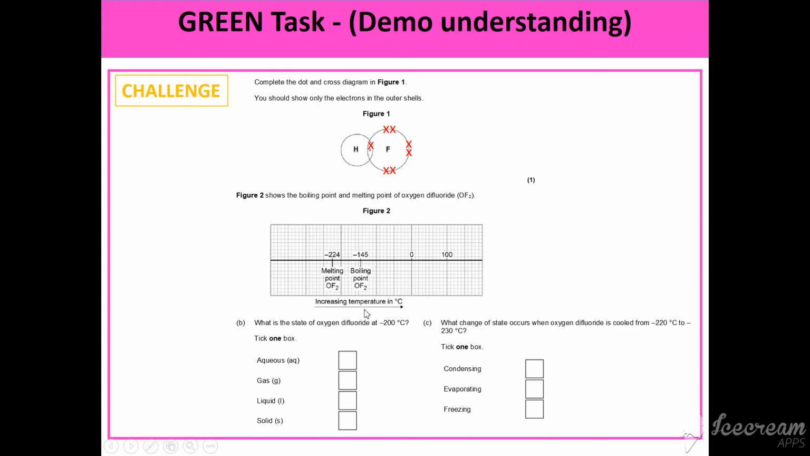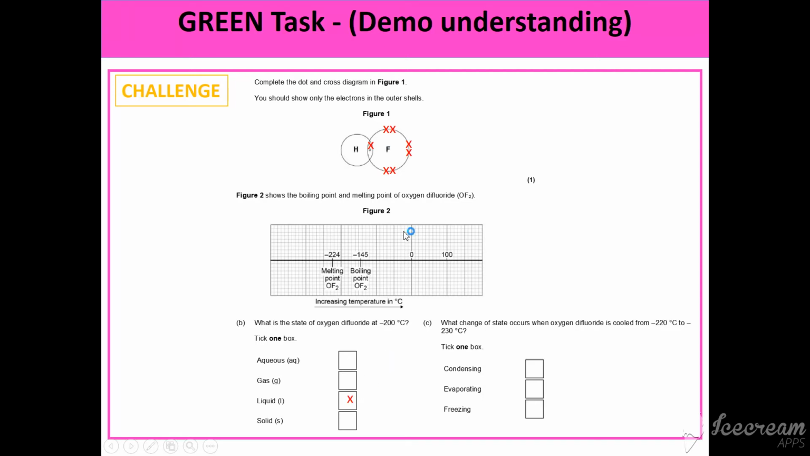We now need to look at this melting and boiling point graph. What is the state of oxygen difluoride at -200? So you go to -200, which is between -145 and -224. So it's in between here, which means above this boiling point, it will be a gas. Below this melting point, it will be a solid. So it lies in the middle, so it must be a liquid.